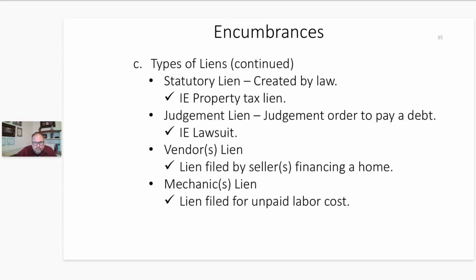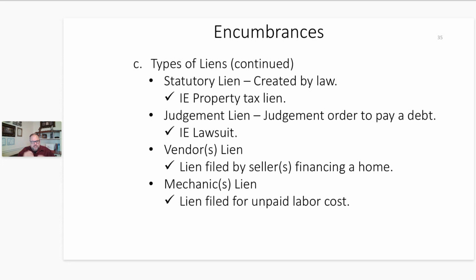Now, continuing on, statutory liens are created by law, like a tax lien. Statutory means state laws, right? Revised statutes. So the state laws in each state say that if you don't pay your taxes, we can put a lien on your property. That's a statutory lien.